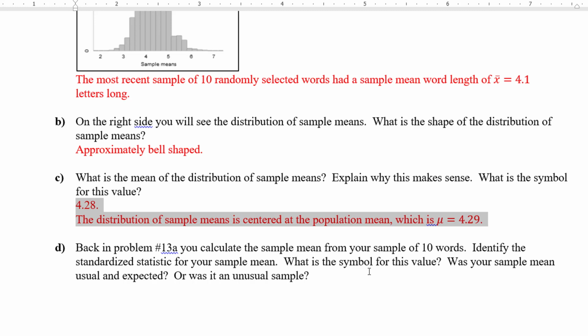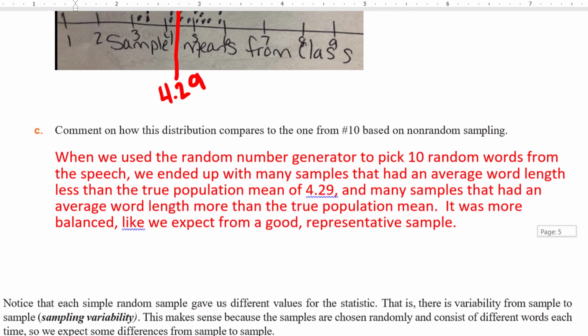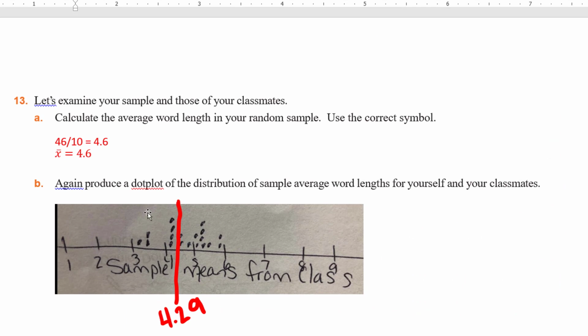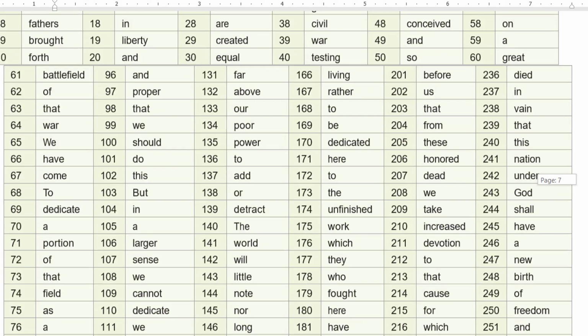It said, back in problem 13a, we calculated a sample mean from our sample of 10 words. Identify our standardized statistic for our sample mean that we had calculated. So back in number 13a, way back here, when I collected my random 10 words, I got a sample mean word length of 4.6 letters long.